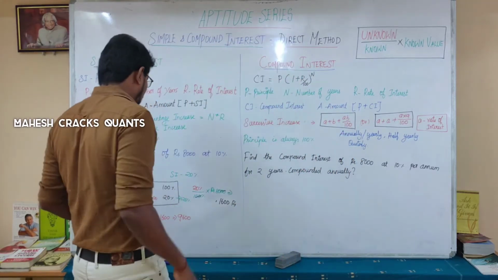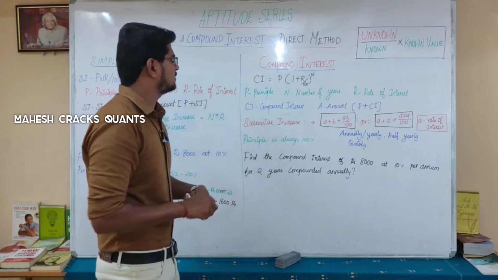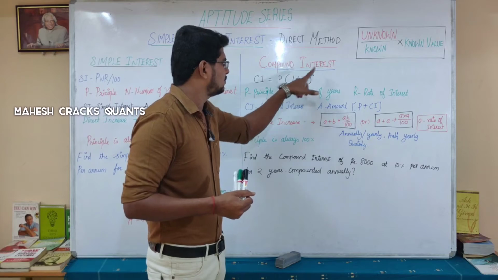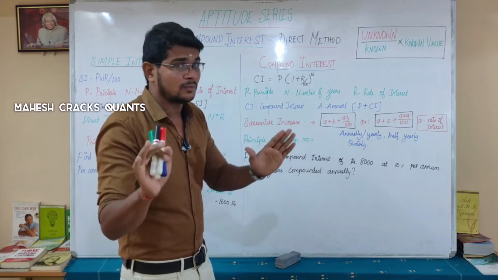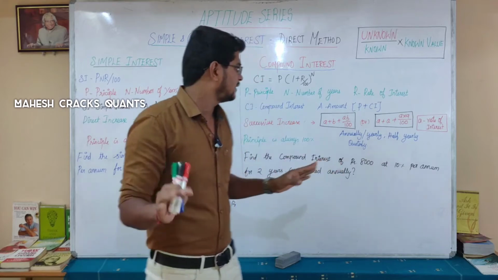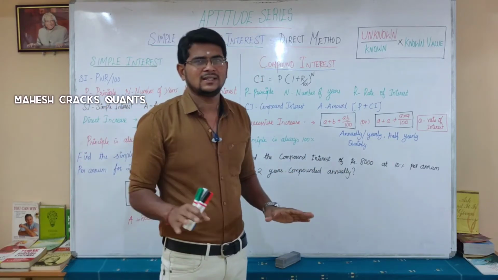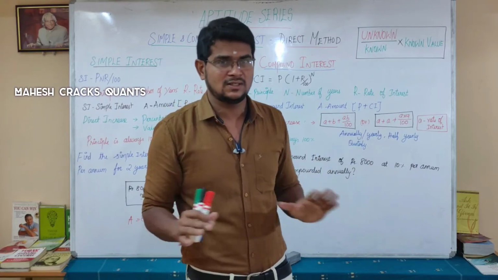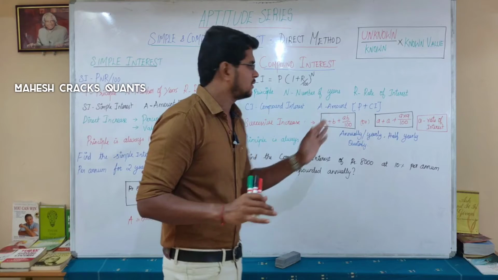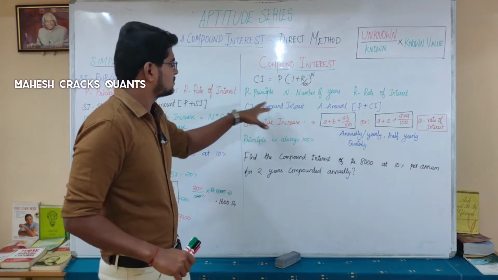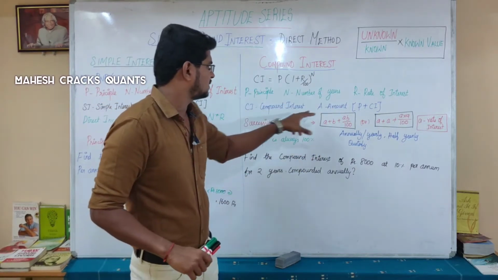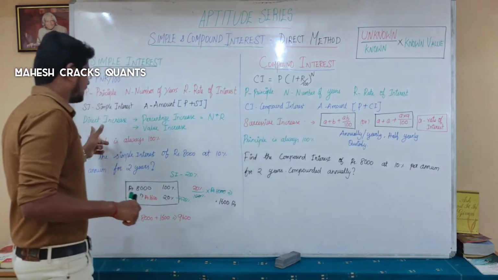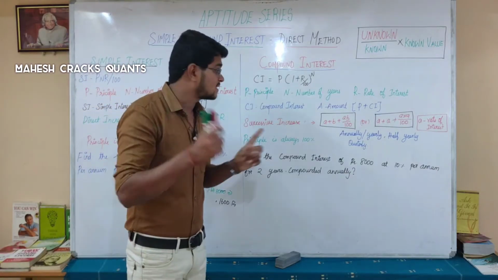The compound interest formula, the conventional, regular way of solving, is: compound interest equals principal into 1 plus r by 100, whole power n. We are not going to use that here. Here we are going to use successive increase. I already told you successive increase is directly equal to compound interest. Given the principal, number of years and rate of interest, the compound interest amount is principal plus compound interest. Simple interest is direct increase, compound interest is successive increase.